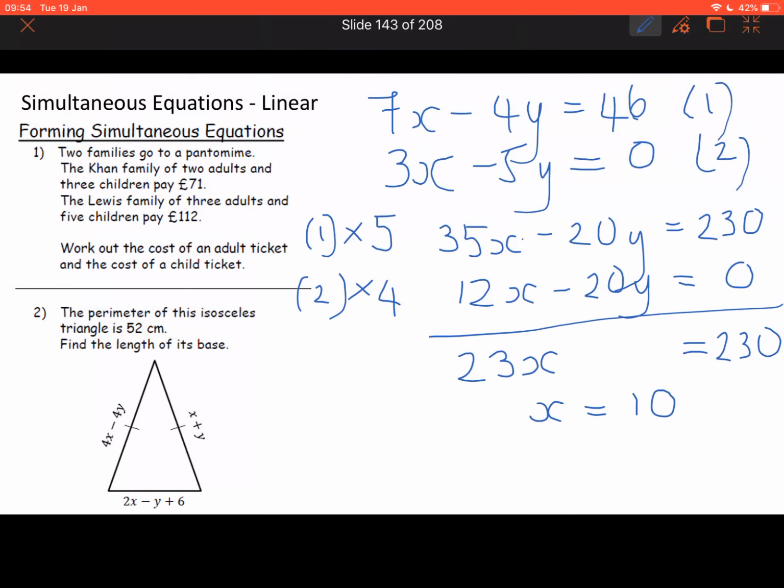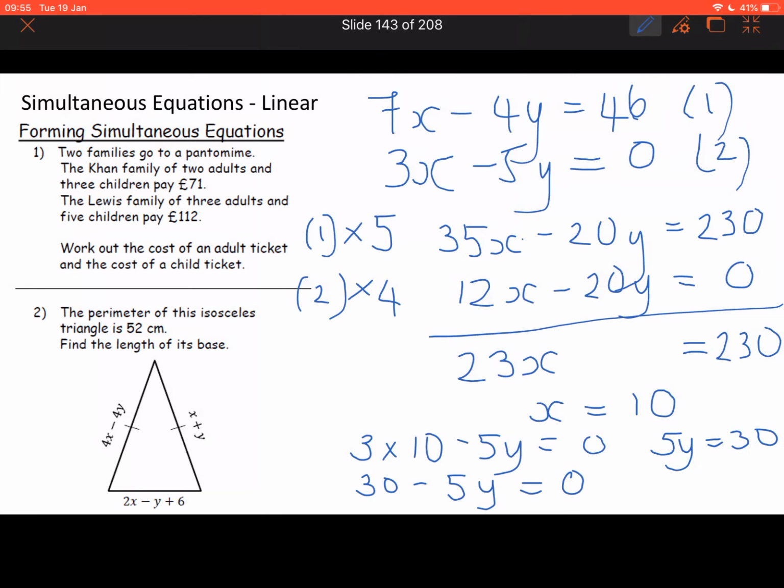Now, substituting back in, I'm going to go for the second equation. So I've got 3 lots of 10, subtract 5y is equal to 0. So that's 30 subtract 5y equals 0. Well, if 30 subtract 5y is 0, then 5y must be 30. And now I can divide both sides by 5, which gives me y is equal to 6. Very, very challenging, that question.